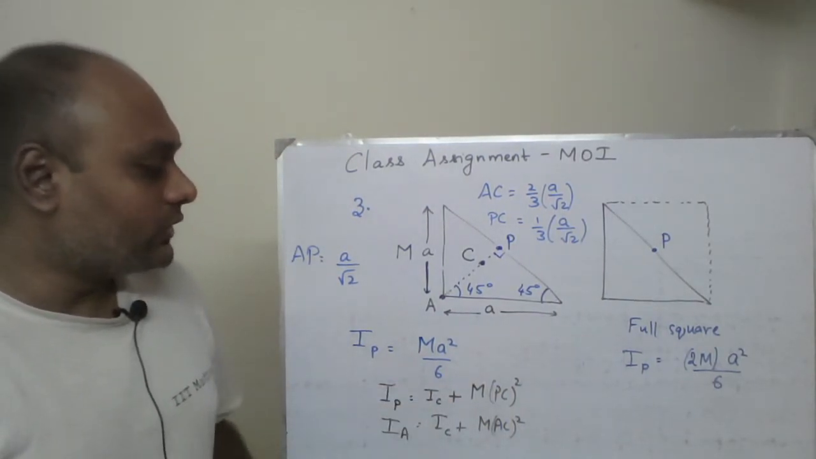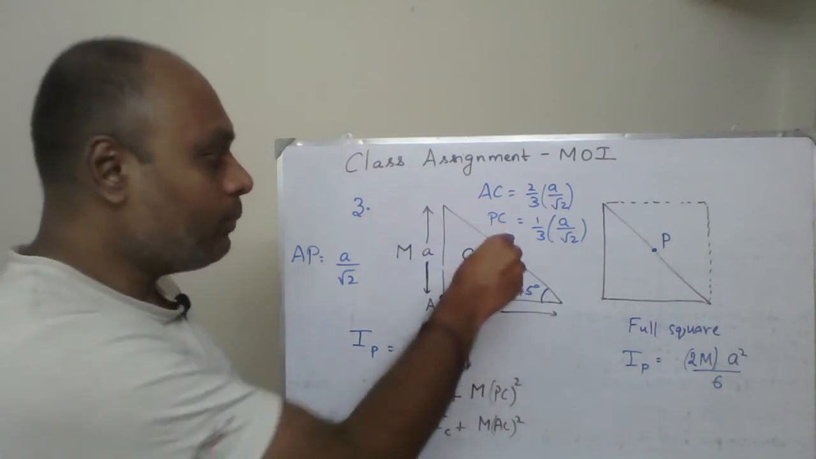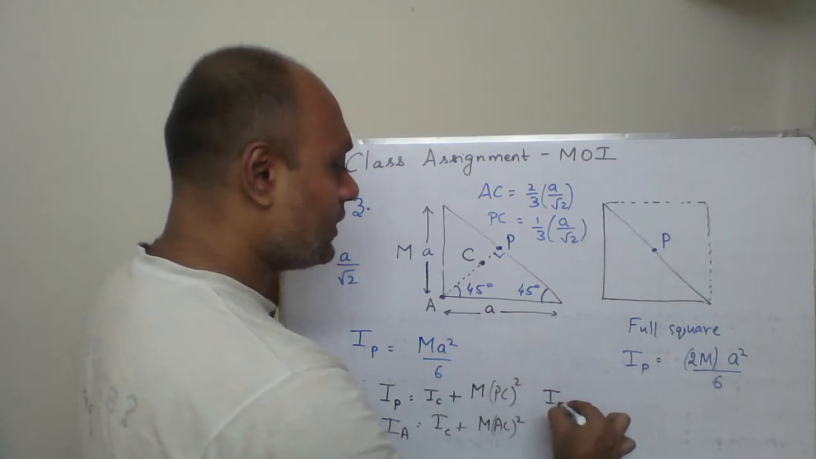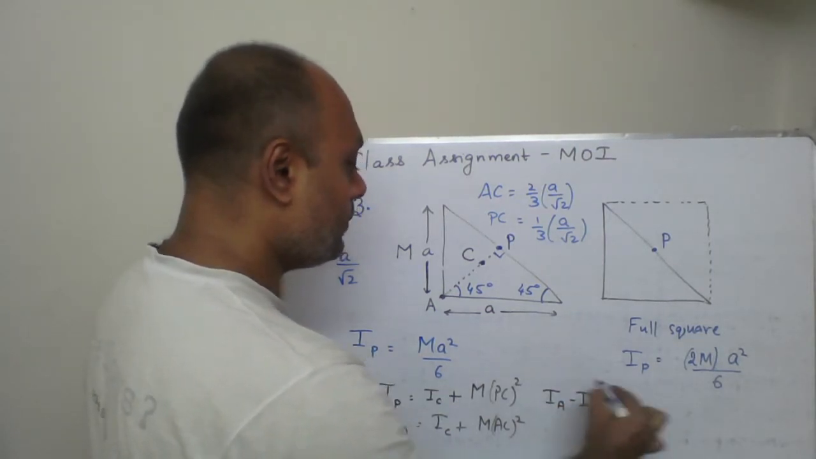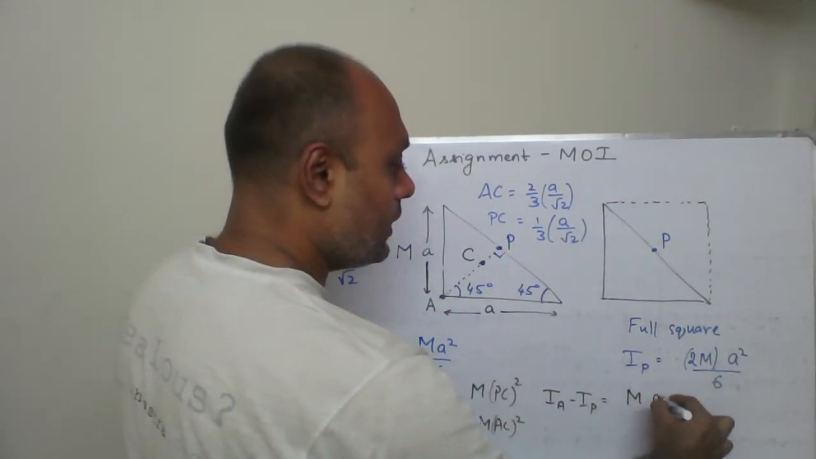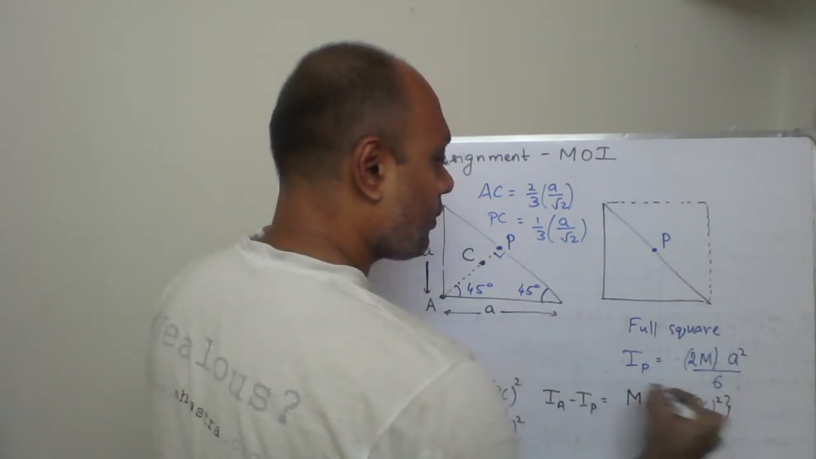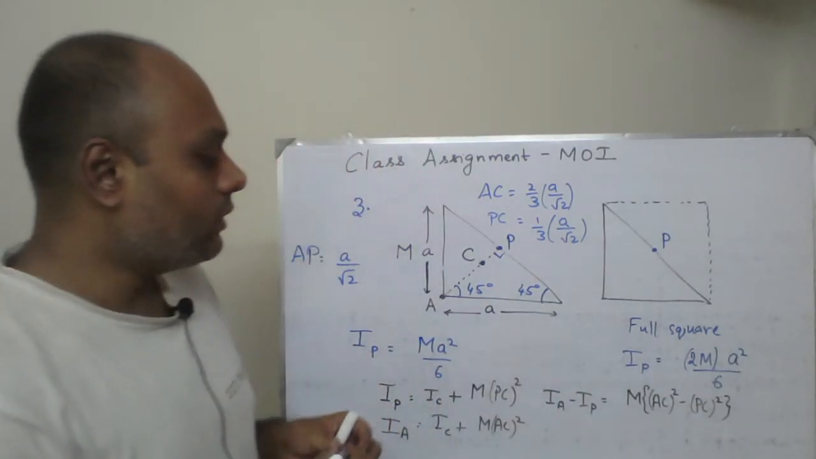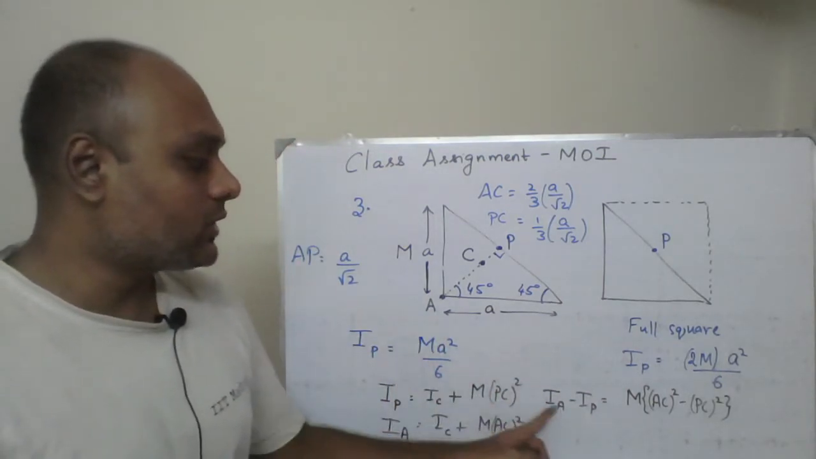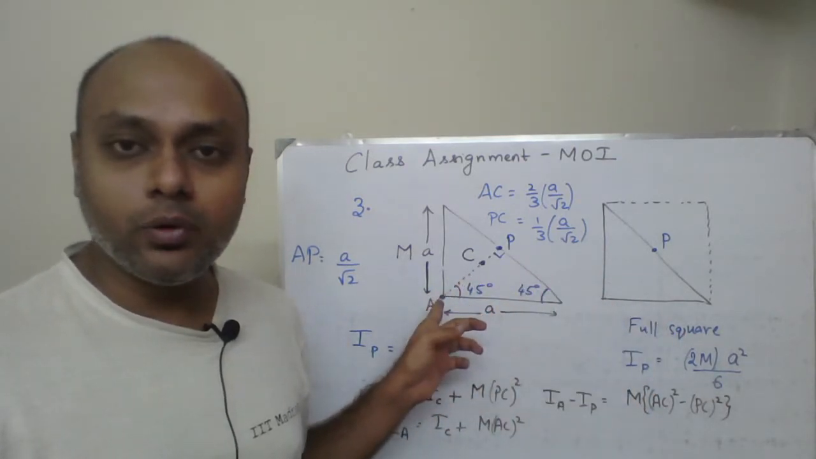Now I will subtract these two equations so that IC will get cancelled out and I will get a relation between IP and IA. I know IP and I need to find IA. So subtract these two equations. IA minus IP will be equal to, when I have subtracted both, IC will get cancelled out, M into AC squared minus PC squared. AC is known, PC is known, you put it here. IP we just found out, IP is MA square by 6, substitute and get the expression for IA. That will give you the answer for moment of inertia about axis passing through A.